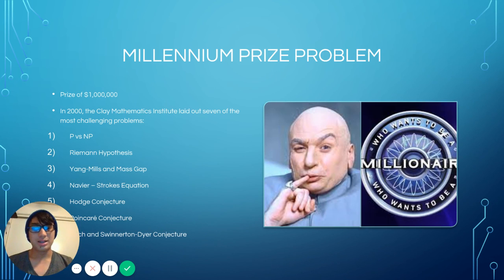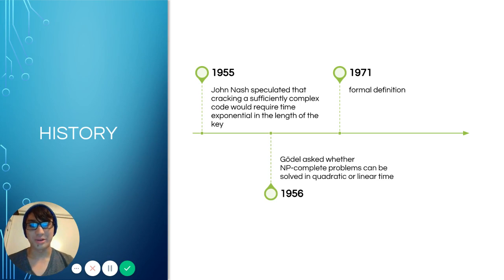So this isn't just any kind of question. This is actually a Millennium Prize problem where you can win $1 million. It's like a Who Wants to Be a Millionaire for computer scientists. 7 of these problems, P versus NP being the simplest to understand, and yet might actually help solve the other ones if solved. So let's go over a little bit of history.